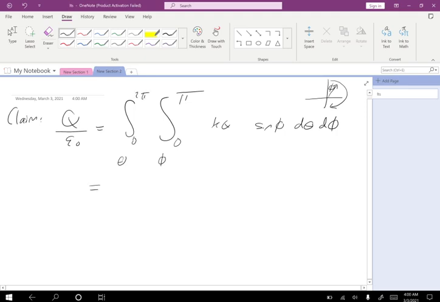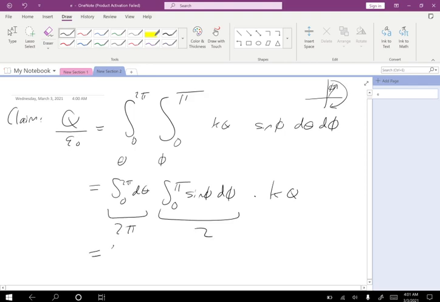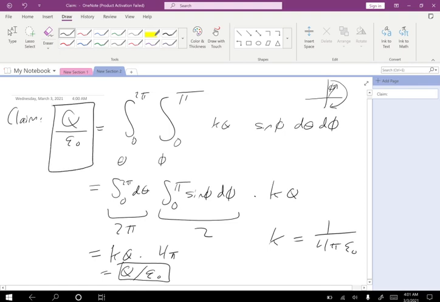So now I'm just going to do the usual splitting. 0 to 2 pi of d theta, 0 to pi of sine phi d phi, and then a kq will come on the outside. This will be a 2, this will be a 2 pi, so we end up with kq times 4 pi. If we now recall that k is 1 over 4 pi epsilon naught, we get exactly what we wanted. So Gauss's law works.